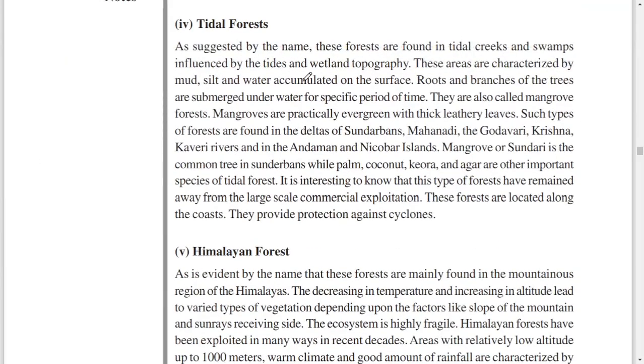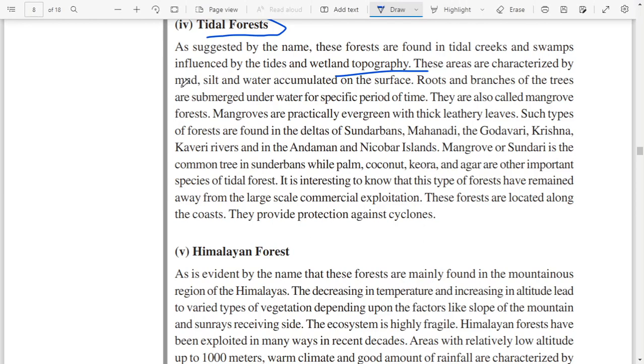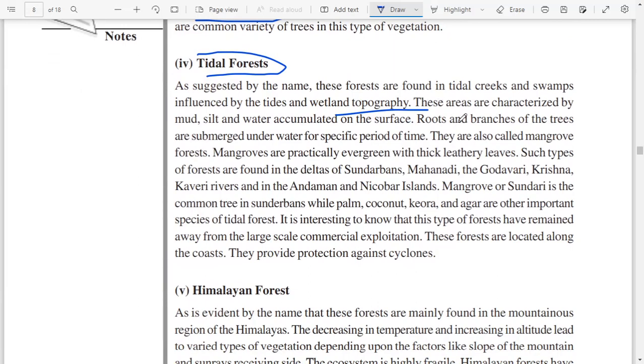Then we have tidal forests, also known as kidney of the earth. As suggested by the name, these forests are found in tidal creeks and swamps influenced by the tides and wetland topography. These areas are characterized by mud, silt, and water accumulated on the surface. Roots and branches of the trees are submerged under water for a specific period of time. They are also called mangrove forests.